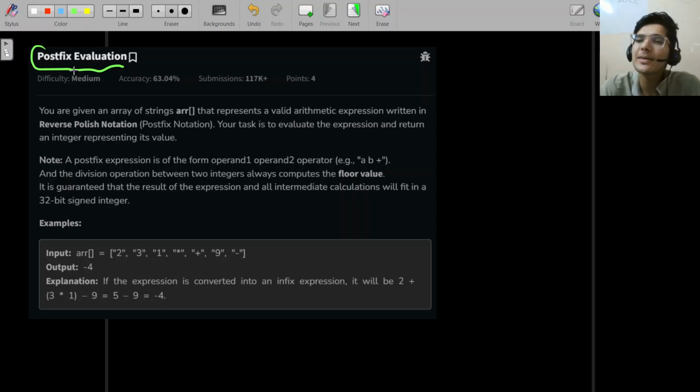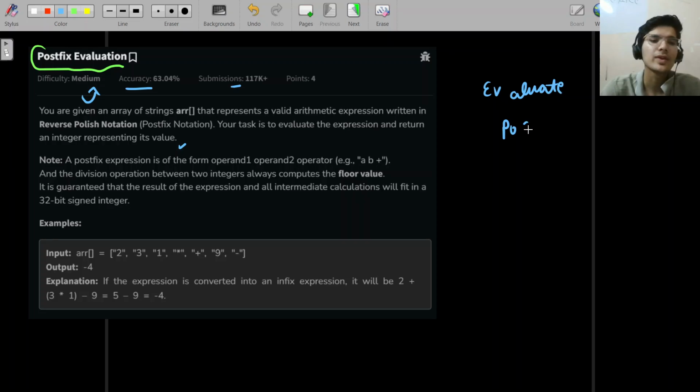So, Postfix Evaluation is a known problem. It has been the problem of the day many times before as well. Difficulty medium, accuracy 63%. You're given a string array that represents a valid arithmetic expression written in reverse Polish notation, that is, postfix notation. Your task is to evaluate the expression and return an integer as its value. So it's like evaluate postfix. What is postfix? Don't worry, we'll tell you in the video.